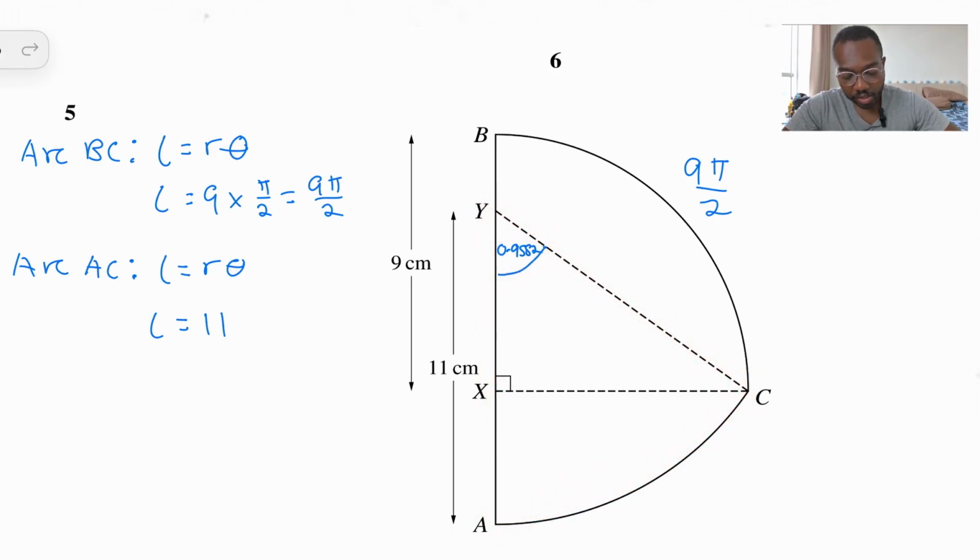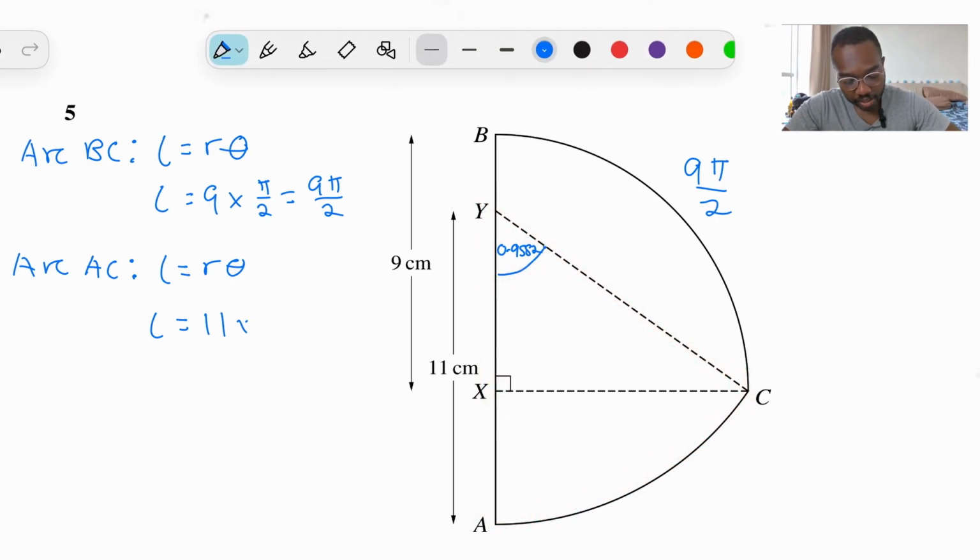And that angle, which they tell us in the previous question, is 0.9582. And if you work that out to, let's say, 2 decimal places, you get 10.54. So we know that this arc length is 10.54. Now all we need to do is work out what the length of AB is.